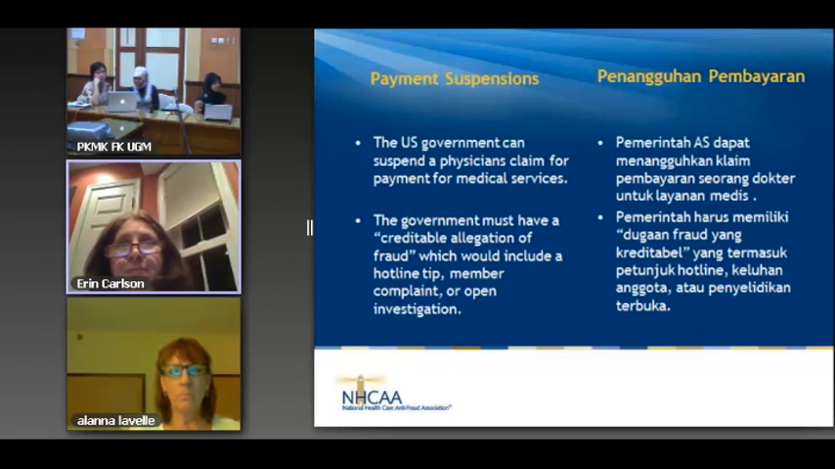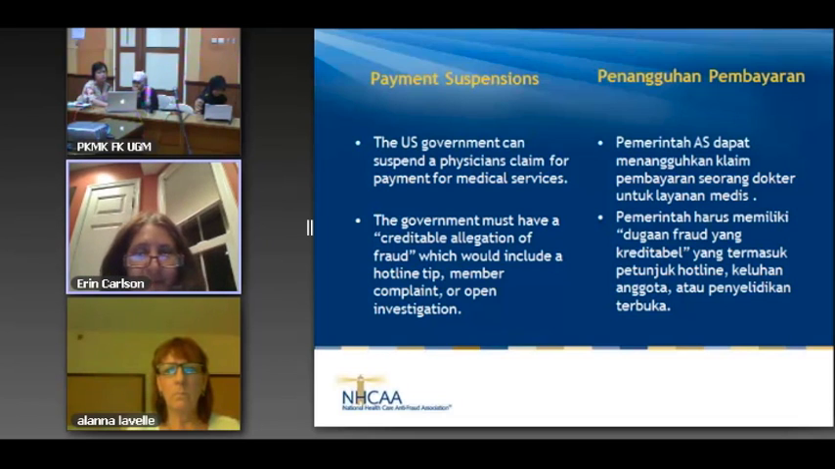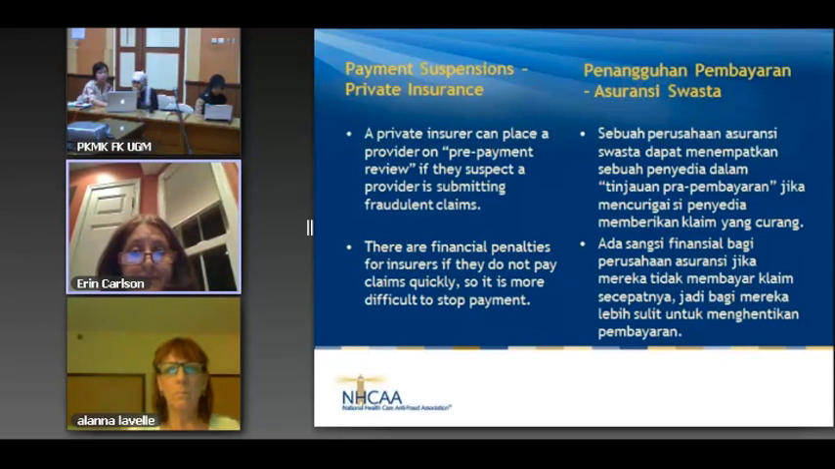Payment suspensions. Prior to our most recent healthcare law, the Affordability and Accountability Act, the U.S. government could not suspend payments for medical services. But now they can if they have what they call a creditable allegation of fraud, which just means something like a hotline tip or a member complaint or an open investigation. So if the government suspects you of billing a fraudulent claim, they don't have to pay it now. Prior to this past law, just in the past 2 years, they had to pay those claims. And then they could go back and chase the money later.